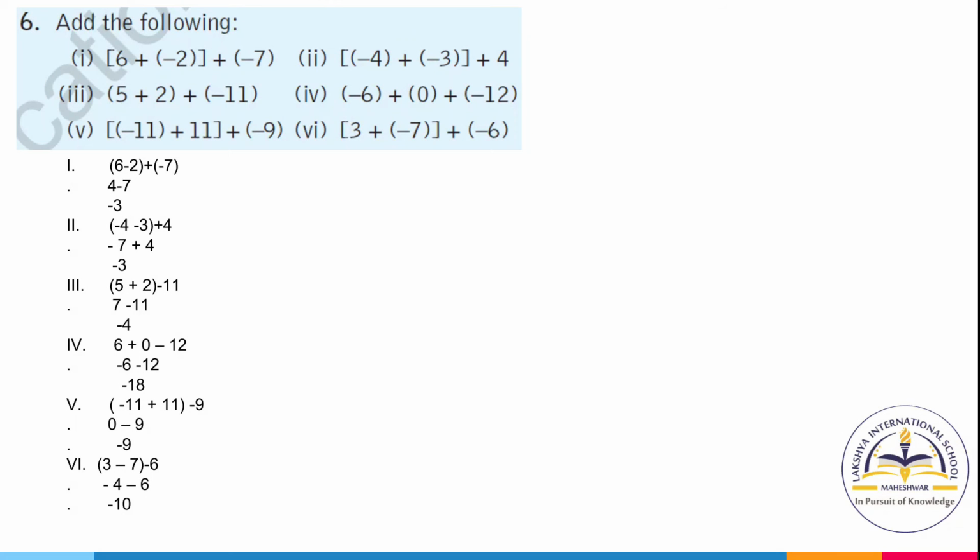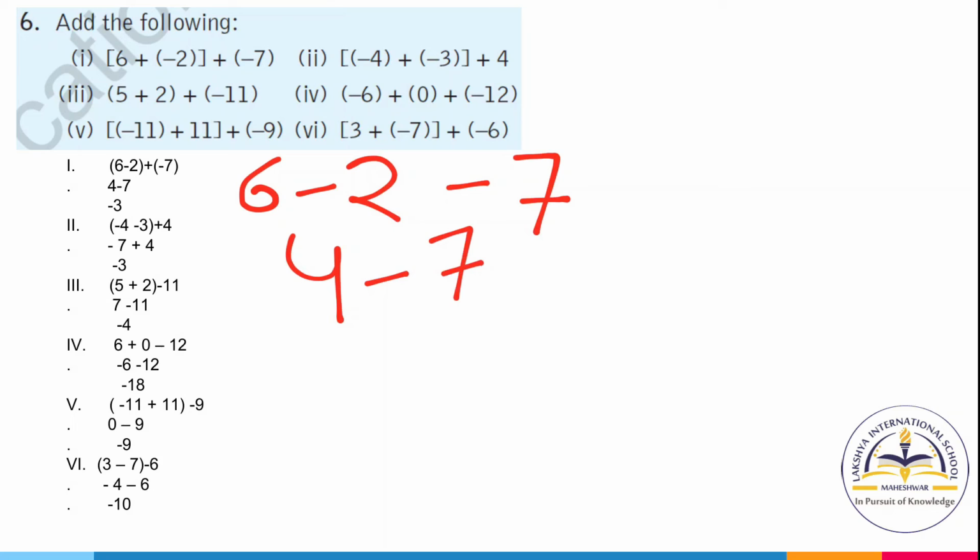Question number 6, add the following: 6 plus minus 2 plus minus 7. So 6 minus 2, the answer will be 4. 4 minus 7, that is minus 3, the answer.